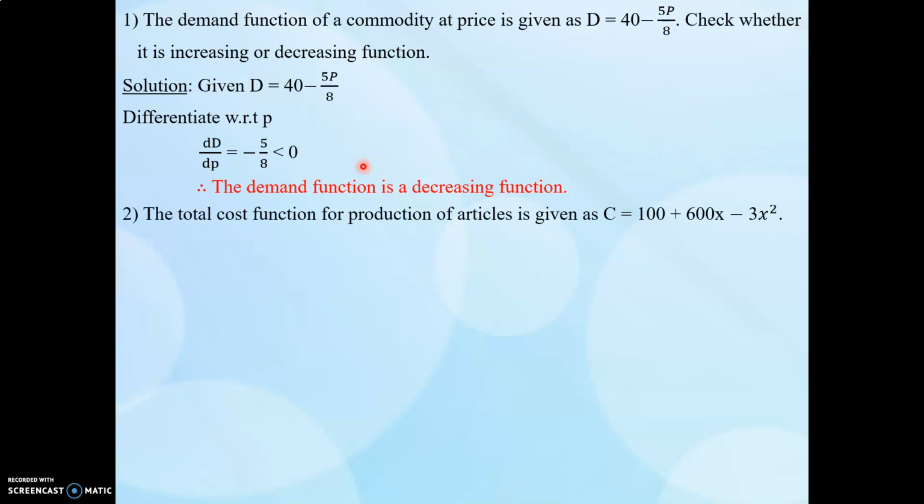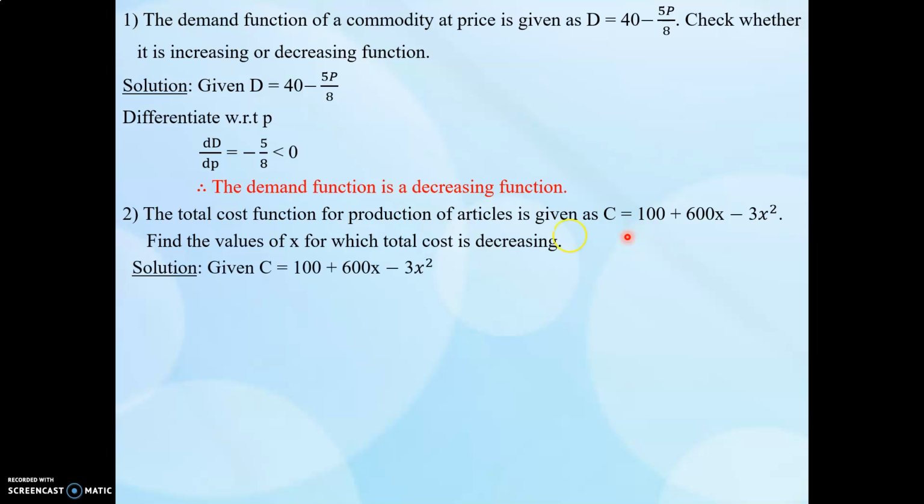Second question. The total cost function for production of x articles is given as C is equal to 100 plus 600x minus 3x square. Now, find the value of x for which total cost is decreasing. So you have to find the values of x for which this function is decreasing. C is equal to 100 plus 600x minus 3x square is the given function. Differentiating with respect to x, we get dC upon dx is equal to 600 minus 6x. You can take 6 outside, so 6 into (100 minus x).